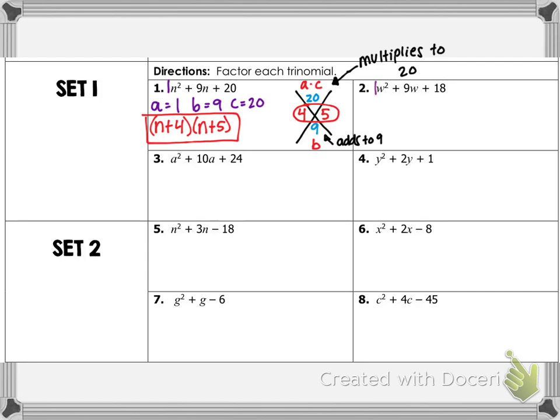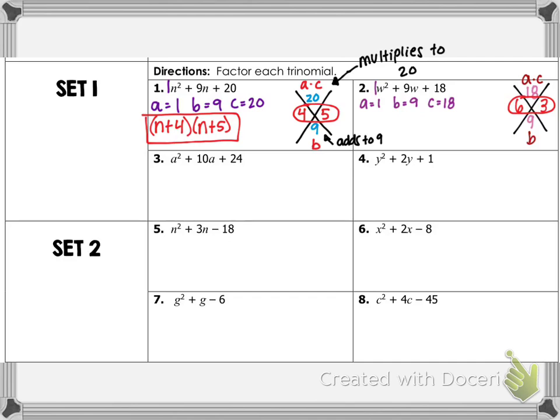Okay. Now the next one, number 2. Remember there's a 1 in front of that w. So 1w squared plus 9w plus 18. Let's label a, b, and c. A is 1, b is 9, c is 18. Draw the x. What multiplies a times c? What adds to b? So a times c, 1 times 18, that's an 18. And b is 9. So what multiplies to 18 and adds up to 9? 6 and 3. 6 times 3 is 18. 6 plus 3 is 9.